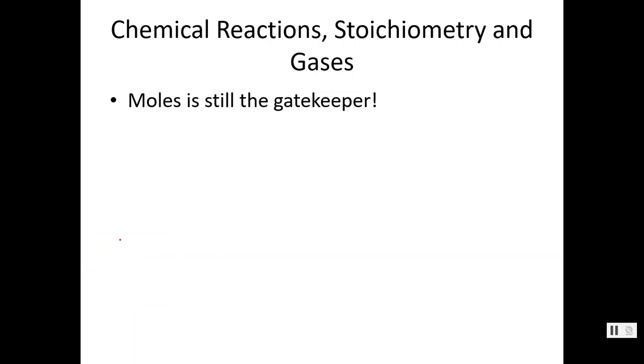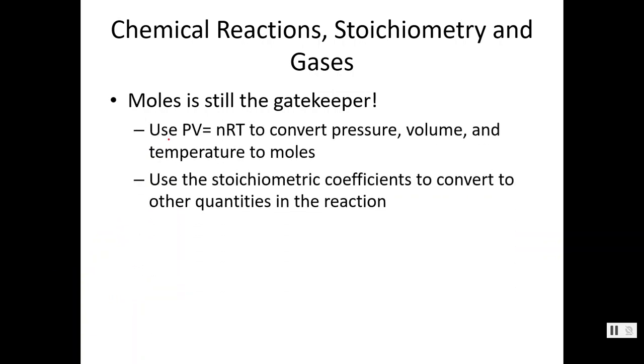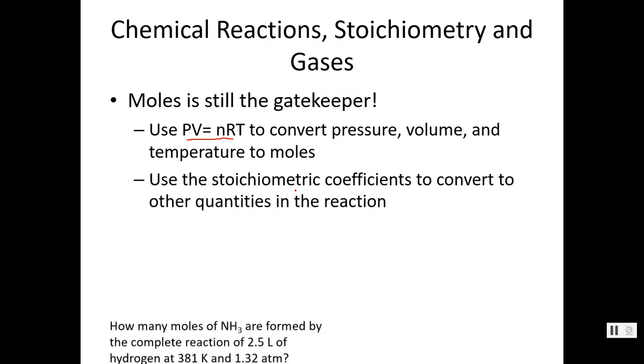But you now have another tool in your toolkit to find moles of a gas, which is good old ideal gas law, PV equals nRT. So in the problems in this chapter, when dealing with gases, you're going to use PV equals nRT along with stoichiometry and a balanced chemical equation to figure out the amount of moles of a gas. And then you can use those coefficients in the balanced equation to convert to other quantities that you may be asked about in the problem.